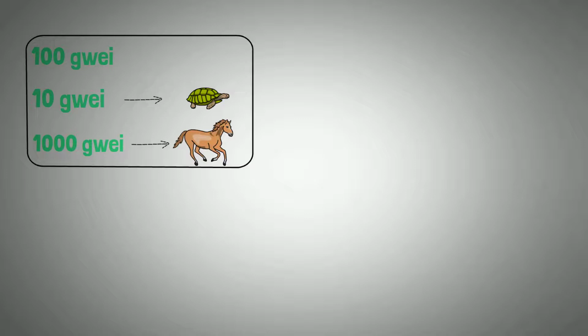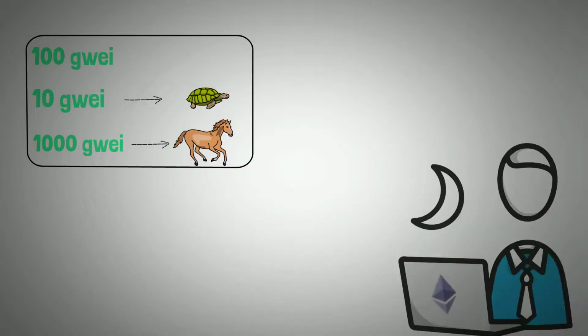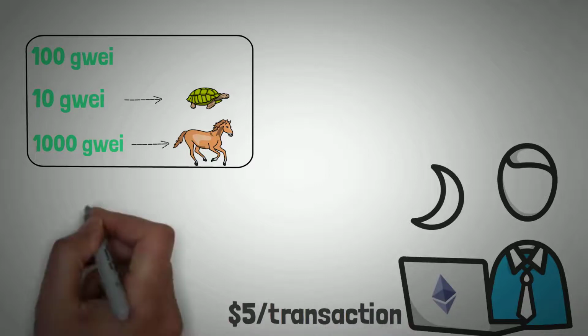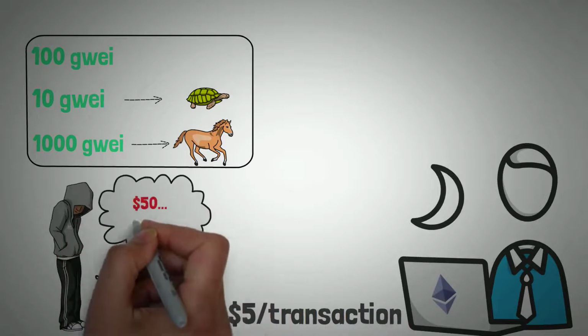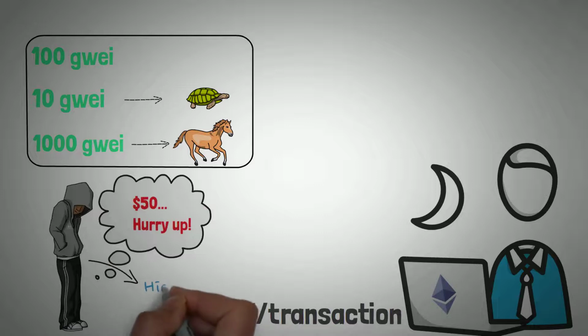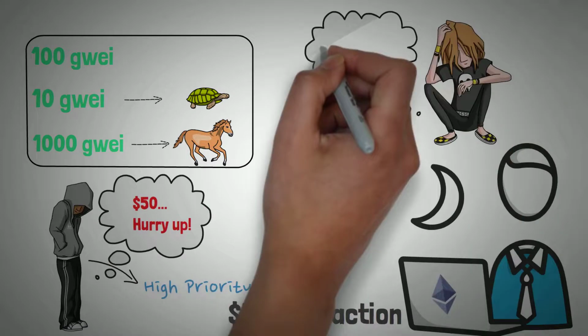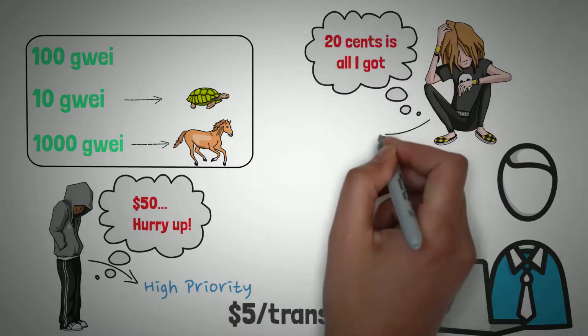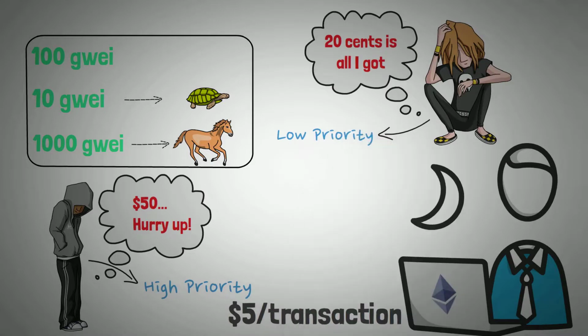And if you want to think about it better, imagine yourself as a miner, and on average you're getting $5 to mine some transactions. However, some guy gives you a $50 tip and tells you to hurry up and do his. You can be sure that you're going to be doing his very quickly. However, if someone's like, well, 20 cents is all I got, do with it what you can, you're only going to do it when all the other transactions are finished first.